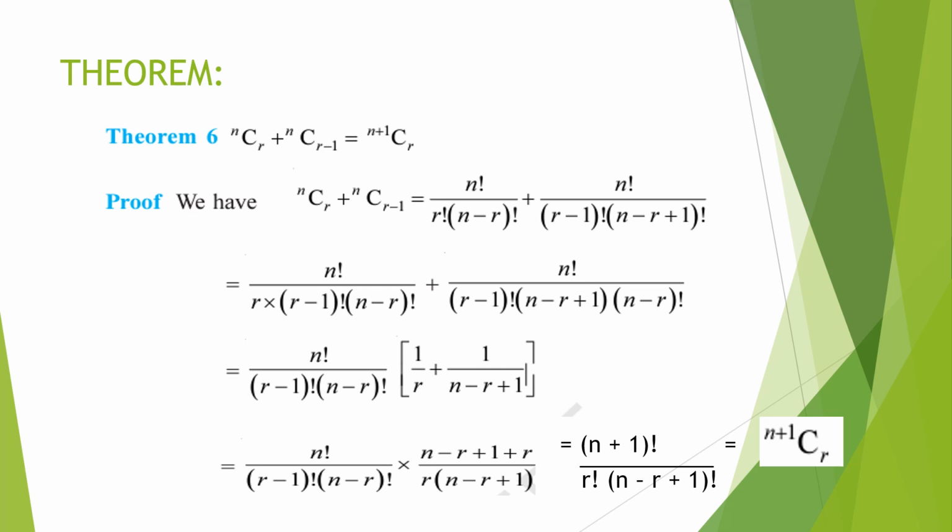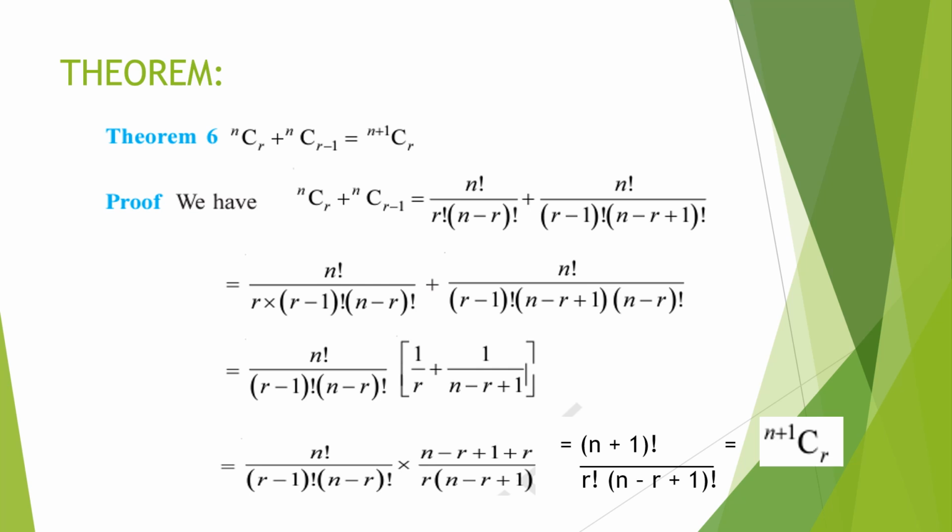So now after simplification, what do you have? n factorial upon r factorial can be written as r into r minus 1 factorial, and same way the second term. So now when we take the LCM and take out common n factorial upon r minus 1 factorial into n minus r factorial, in the bracket you have 1 upon r plus 1 upon n minus r plus 1. After simplification, what do you get? In the numerator you get n factorial into n plus 1. So what is that? n plus 1 factorial.